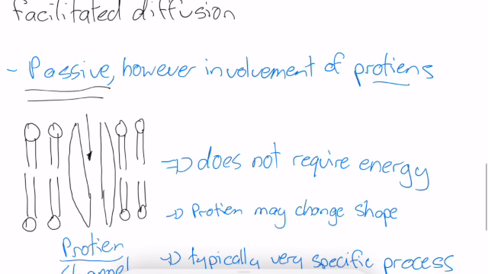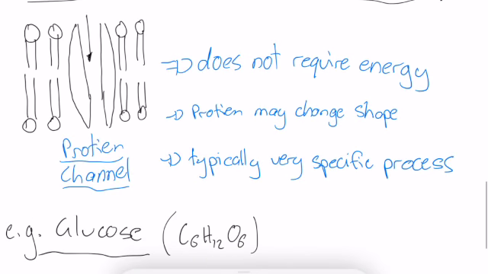Another form of diffusion is this idea of facilitated diffusion. Facilitated diffusion is also passive, however, there is an involvement of proteins. An example of this is within the phospholipid bilayer membrane. Things like protein channels, looking something along the lines of this structure here, allow this facilitated diffusion to take place. It's imperative to note that it does not require energy. However, the protein may change shape as it comes in contact with its specific molecule.